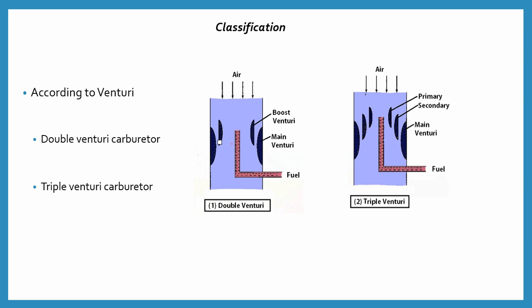So only a fraction of the total airflow goes through the boost venturi. Now the pressure at the boost venturi is equal to the pressure at the main venturi. The fuel nozzle is located at the throat of the boost venturi. Now coming to the result of the double venturi and the triple venturi, it helps to create a high depression in the region of the fuel nozzle.